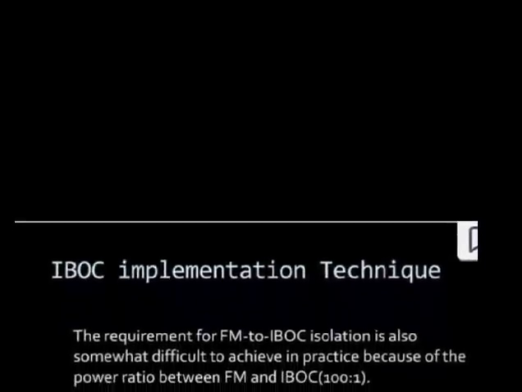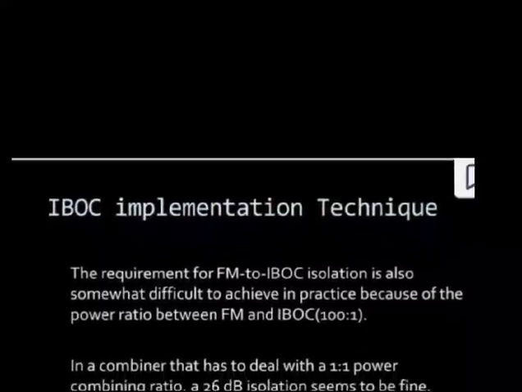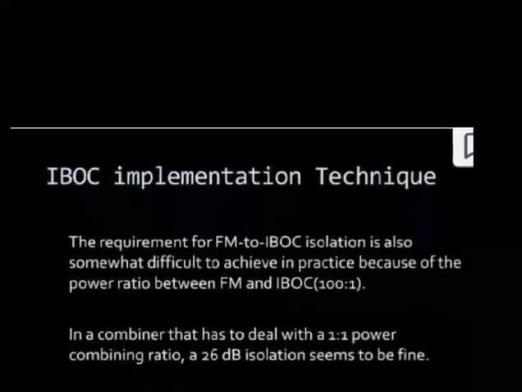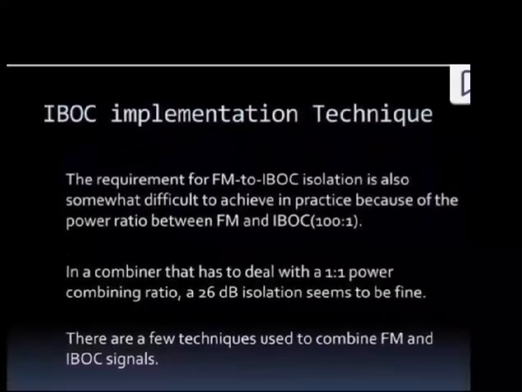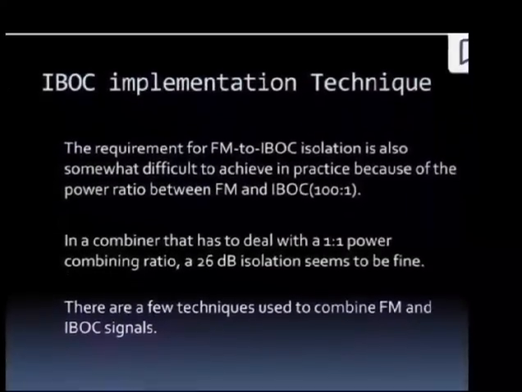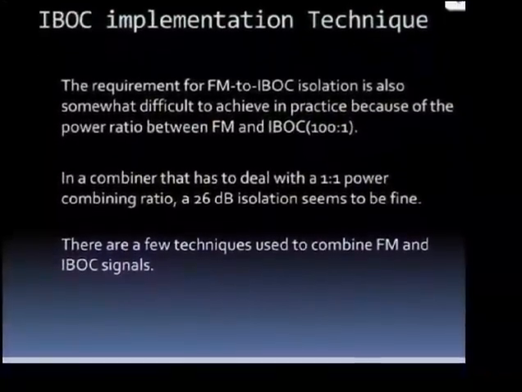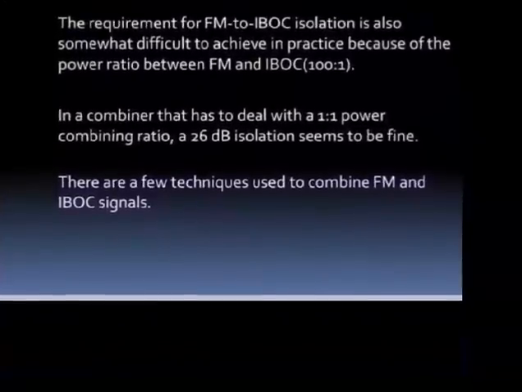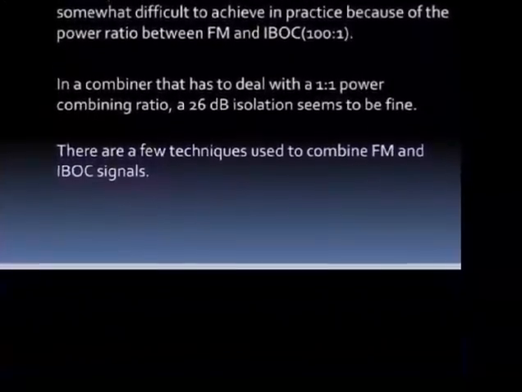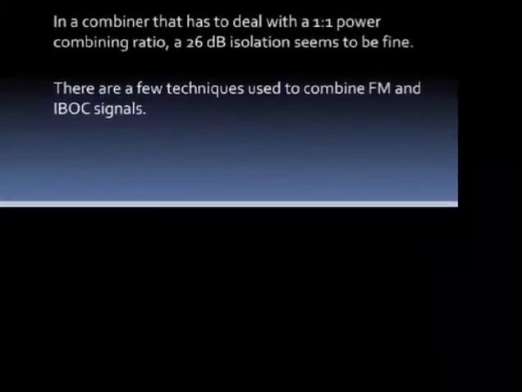The IBOC implementation technique: the required FM to IBOC isolation is also somewhat difficult to achieve in practice because of the power ratio between FM and IBOC. In a combiner that has to deal with a power combination ratio, 26 dB isolation seems to be fine. There are a few techniques used to combine FM and IBOC signals.